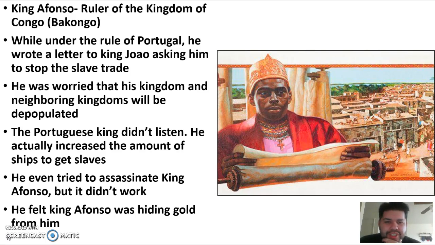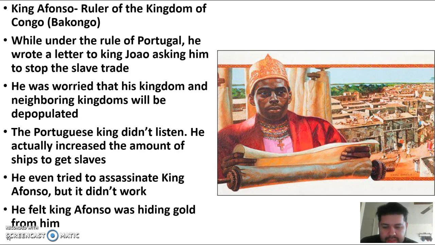Now the Portuguese king basically was like, yeah, whatever. In one ear, out the other. Maybe he even got upset at King Afonso, because he actually increased the number of ships to get slaves. He even tried to assassinate King Afonso, but it didn't work.